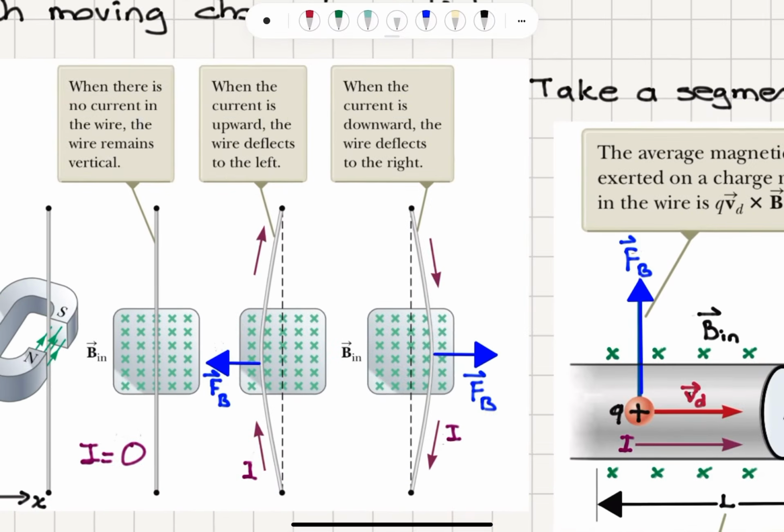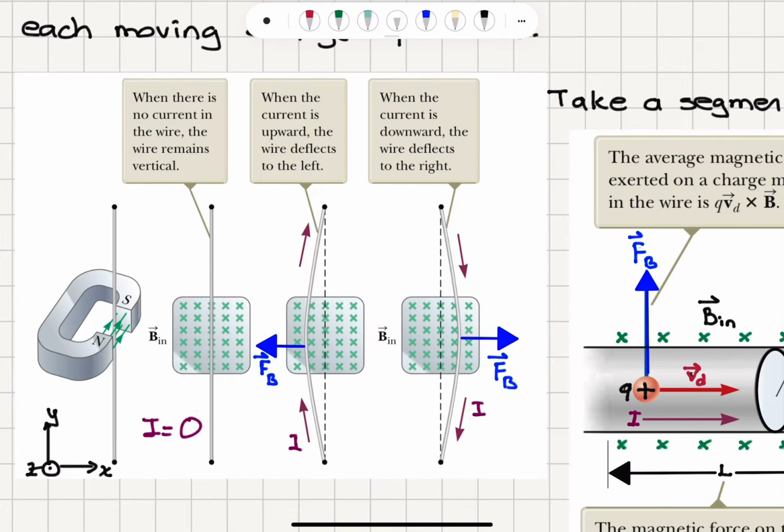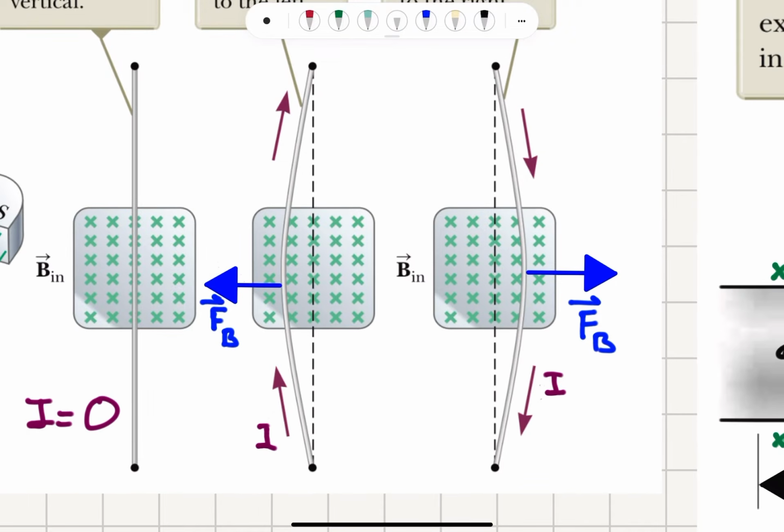Now, if I go back and look at a current-carrying conductor, I will see that when it has no current, there will be no deflection in the wire when it is placed in a uniform magnetic field, for example in between the two poles of a horseshoe magnet. When we have a current in this direction, drift velocity cross B, if you point your four fingers in the direction of the current, or L vector, and curl them towards the magnetic field into the page, you see that the thumb points in the direction of the magnetic force, so the wire will deflect to the left.